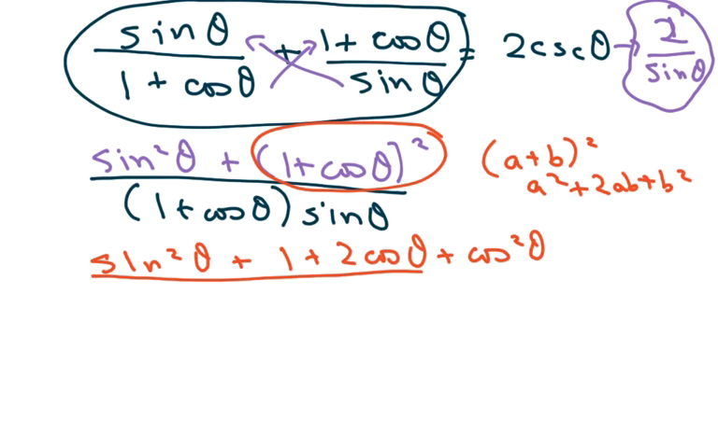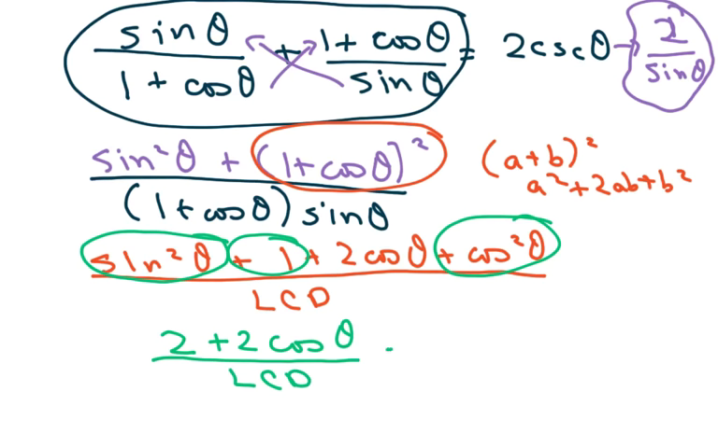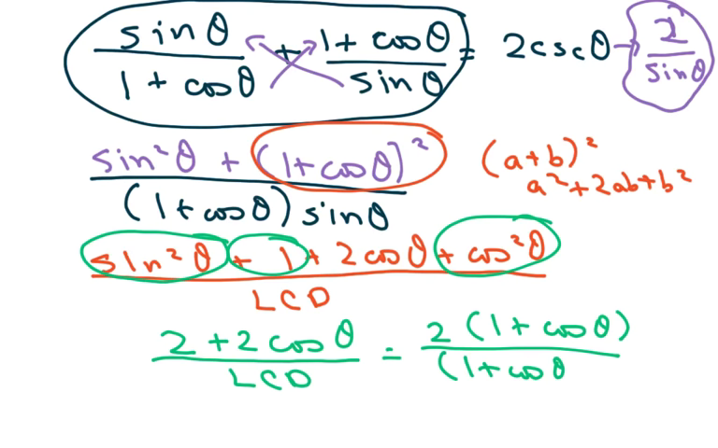I'm going to keep working on my numerator, and I'm just going to write LCD, or least common denominator. We have these two here, that equals 1. So 1 plus 1 is 2. So you have 2 plus 2 cosine of theta over your LCD. I'm going to factor out a 2. You get 1 plus cosine of theta. Go ahead and write down your common denominator. 1 plus cosine of theta times sine of theta.